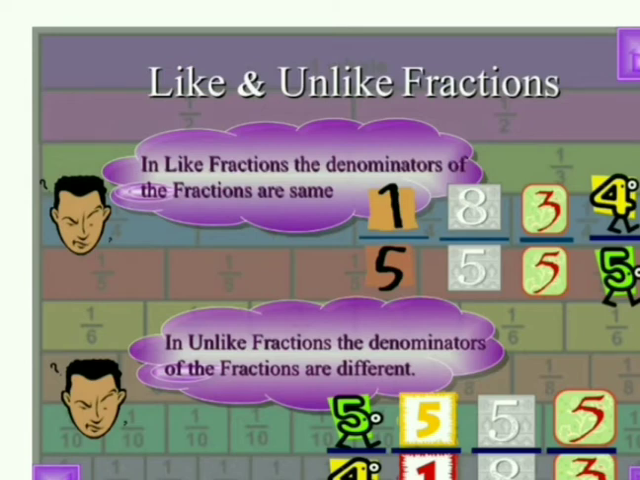Next is like and unlike fraction. Like means same. When the denominators in all the fractions are the same, they are known as like fractions. And when we have different denominators, that is known as unlike fraction. See the example of like fraction: 1 upon 5, 8 upon 5 and 3 upon 5. All the denominators are the same. And here is the example for unlike fraction: 5 upon 4, 5 upon 1, 5 upon 8. All the denominators are different, so they are called unlike fractions.